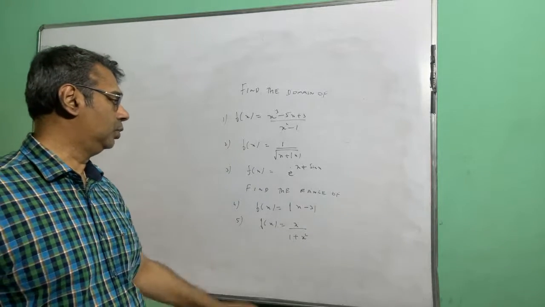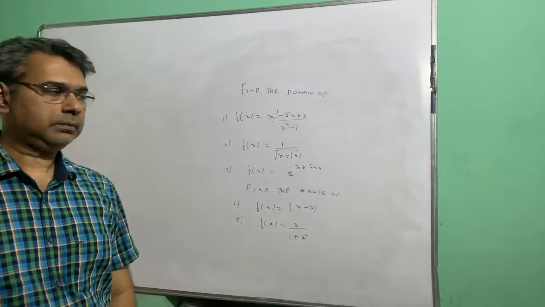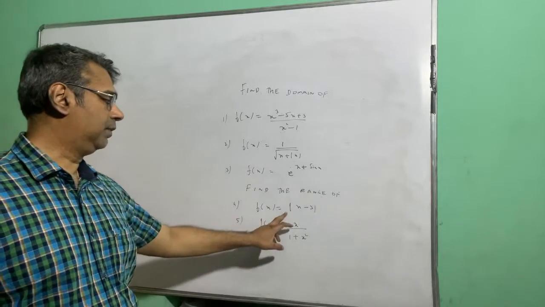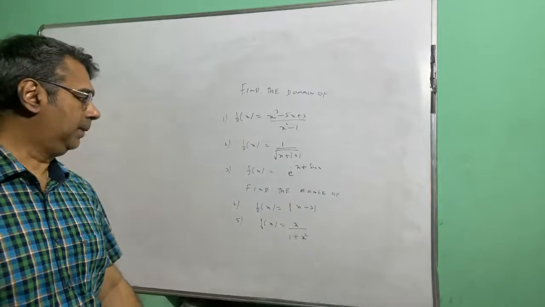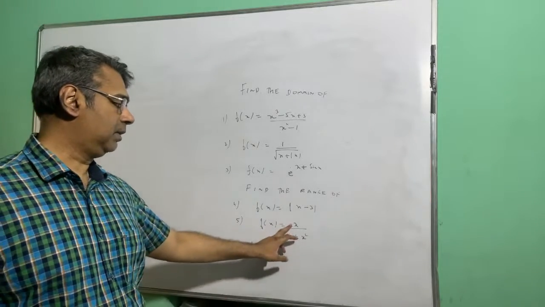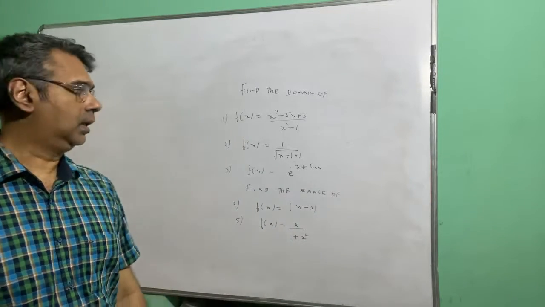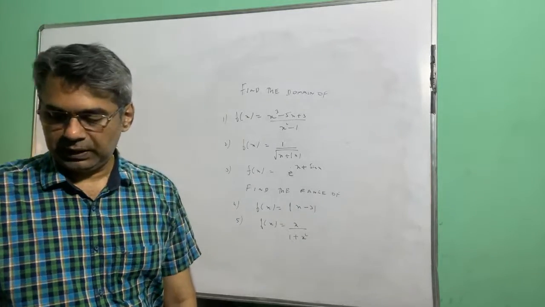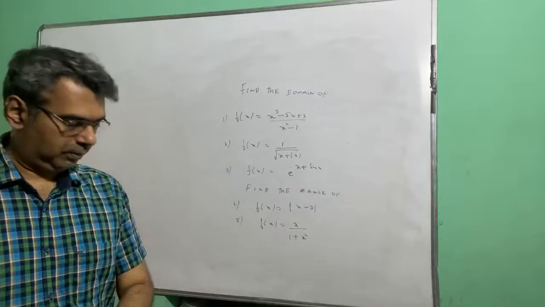Then we come to the range. Find the range. Question number 4: f(x) is modulus of x minus 3. Question number 5: f(x) is x by 1 plus x square. So for these 3 functions you have to find the domain, and for these 2 functions you have to find the range. So this is your homework.